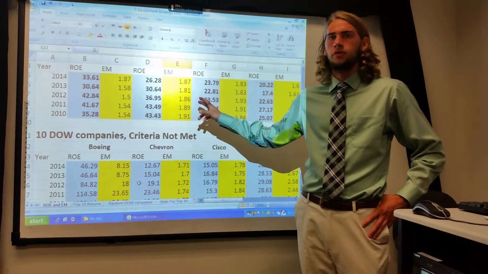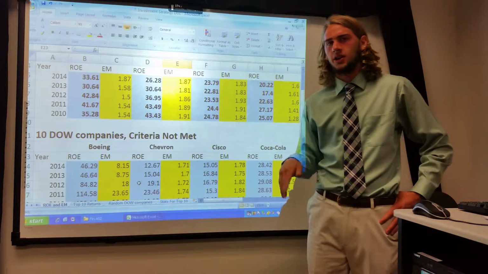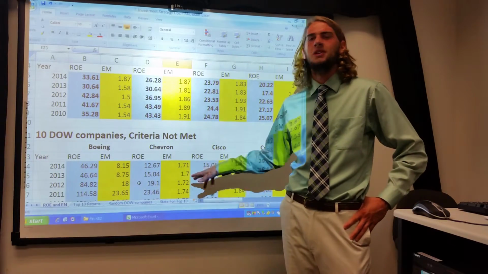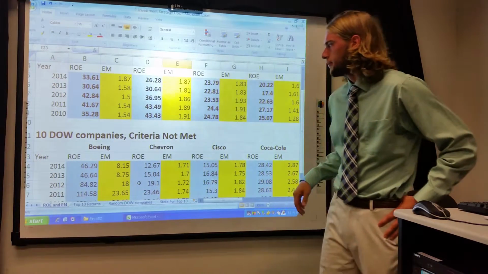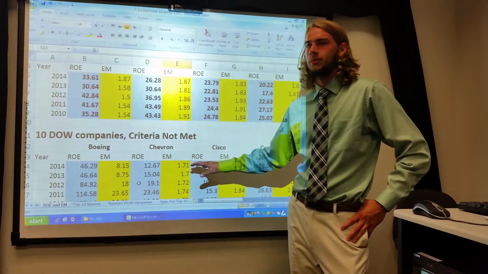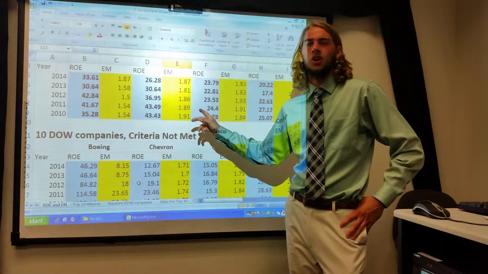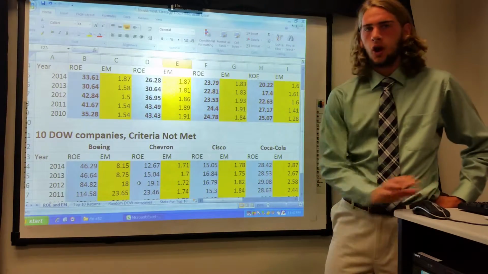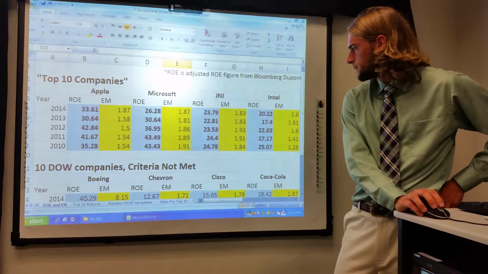The companies that fit the criteria I'll call portfolio A, and the companies that didn't fit the criteria I'll call portfolio B. All 10 of portfolio B are a part of the Dow, and 5 out of the 10 of portfolio A are on the Dow. So all the companies are up over the past 5 years in terms of stock price.